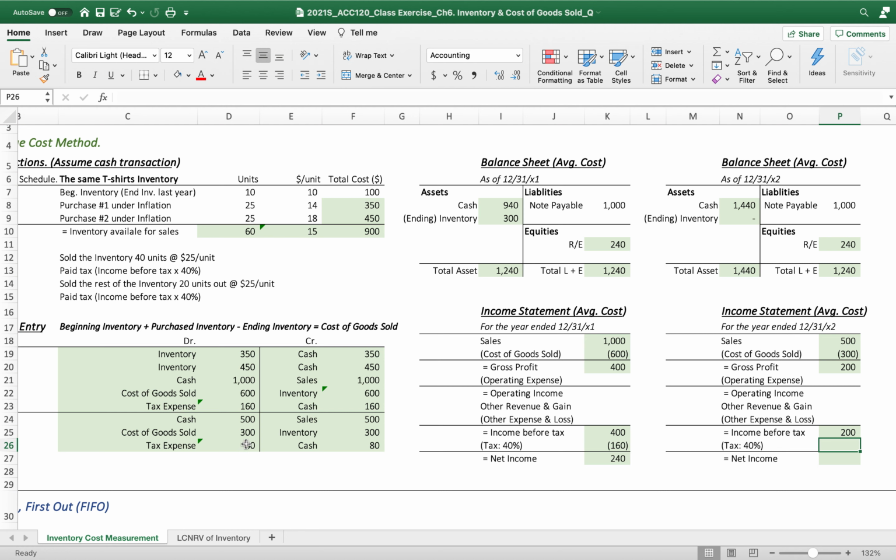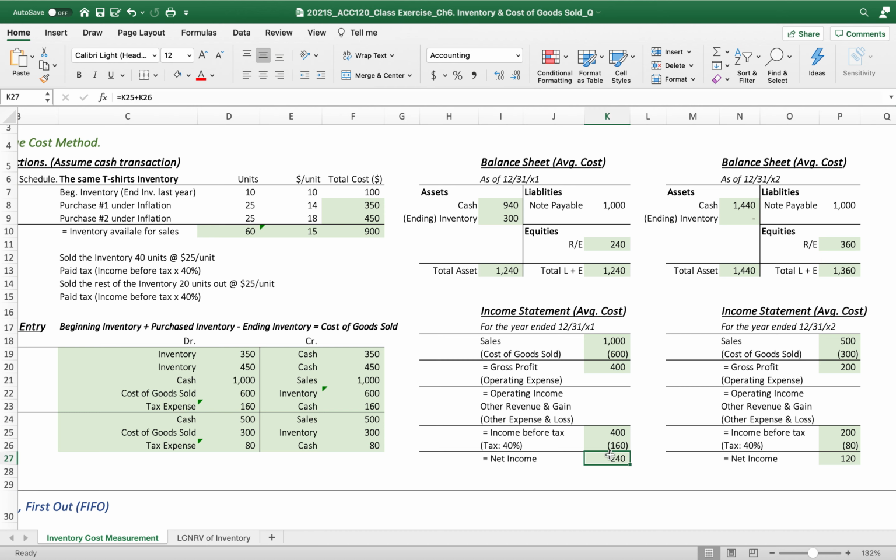The tax expense is 40%, so expense $80 out. So the net income is $120 in the second year. Now we have to balance out how this retained earnings should be added with this net income of the second year. So the retained earnings accumulated is 360.